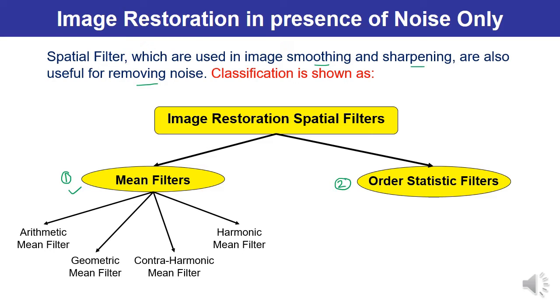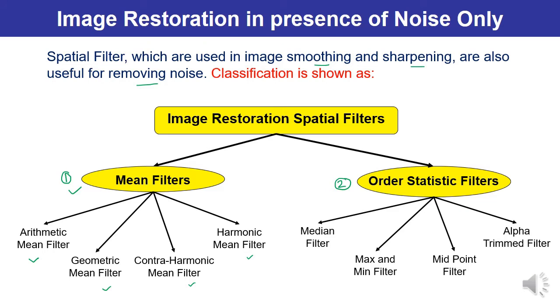Generally, four types of mean filters exist: arithmetic mean filter, geometric mean filter, contraharmonic mean filter, and harmonic mean filter. Similarly, various order statistic filters also exist, which are known as median filter, max filter, min filter, midpoint filter, and alpha trimmed filter. Now let us study all the types of mean filters and order statistic filters in detail. So first, begin with the mean filters.